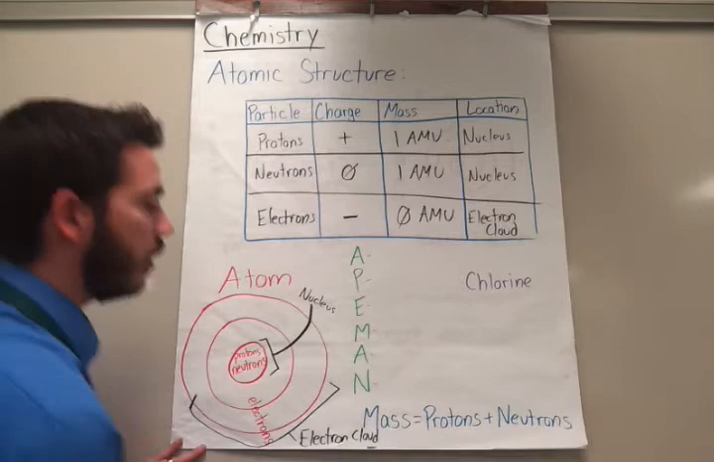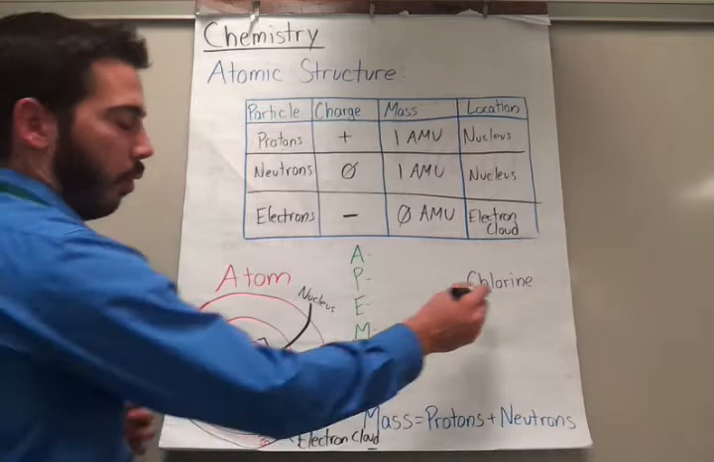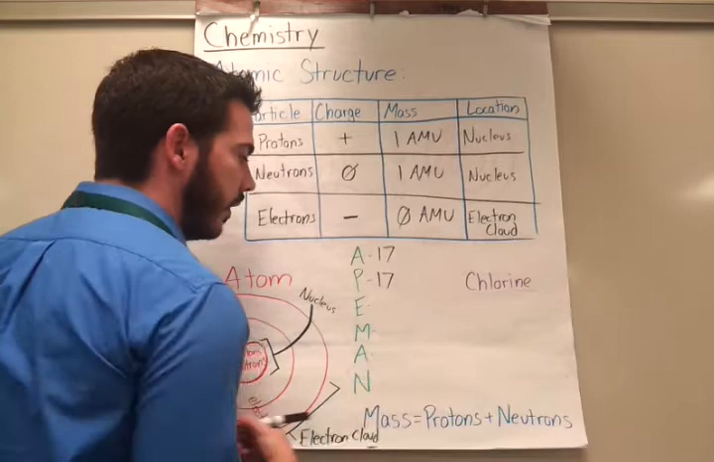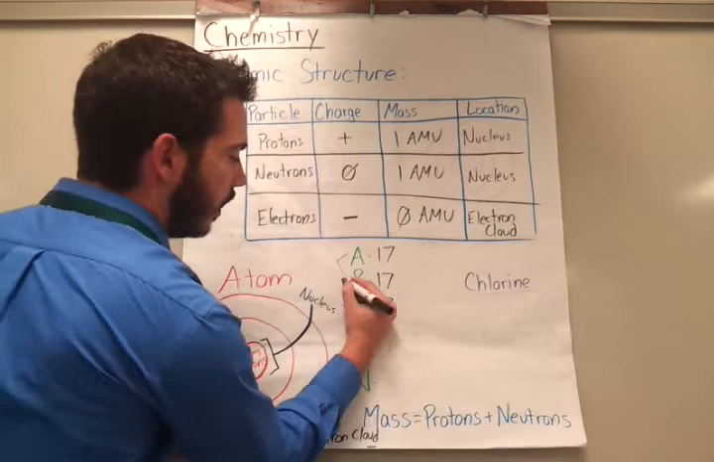Just to review atomic structure and Bohr models. If we were going to do a Bohr model for the element chlorine, we would look on the periodic table, and we would determine that chlorine has an atomic number of 17. So that means it would have 17 protons. It has 17 electrons because the positive from the proton and the negative from the electron cancel each other out in a neutral atom.